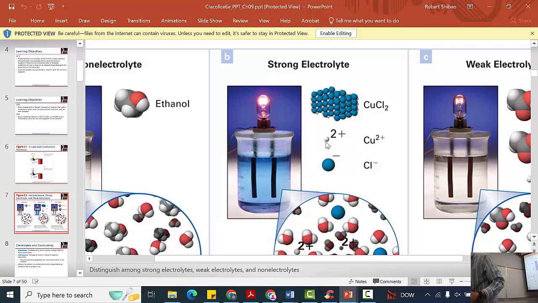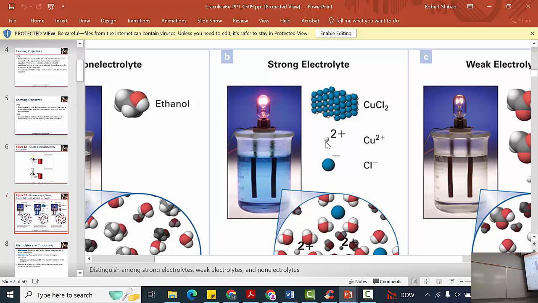But with something like this, if I put the probes on the solid copper 2 chloride, it's not going to do anything. What we try to do is dissolve it in water. Do you guys remember the rule for chlorides, bromides, and iodides? They are all soluble except with silver, lead, and mercury. Copper 2 chloride is not silver chloride, it's not lead 2 chloride, and it's not mercury 1 chloride, so it should be soluble. And so we know it's soluble.